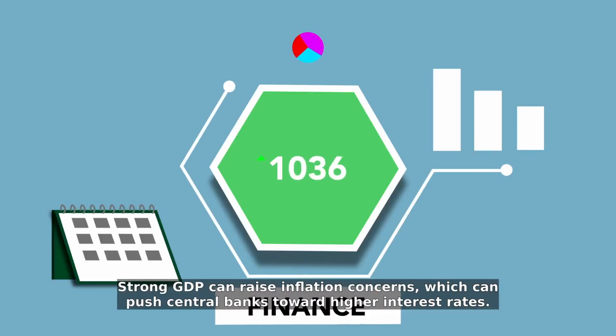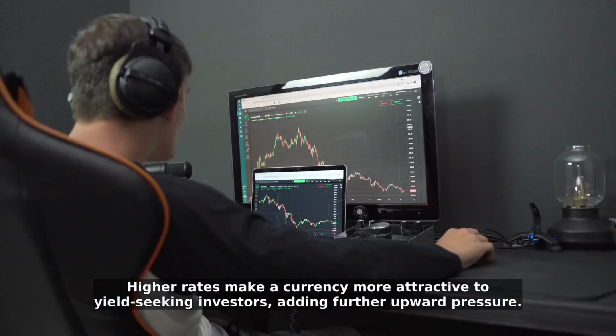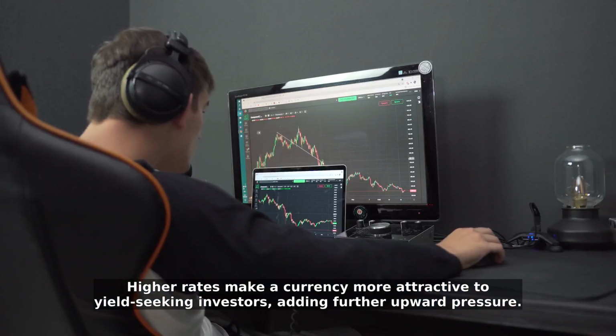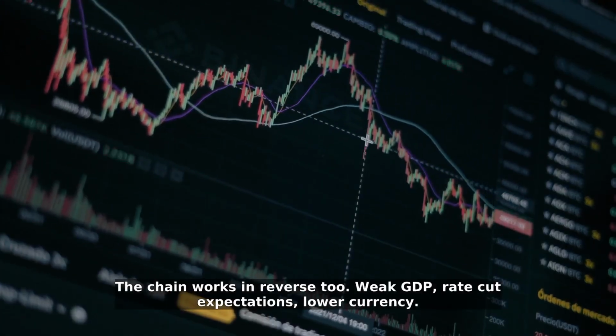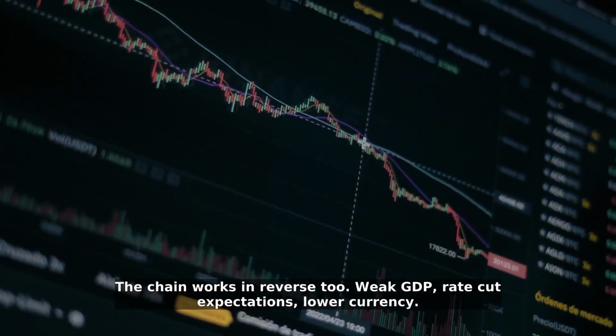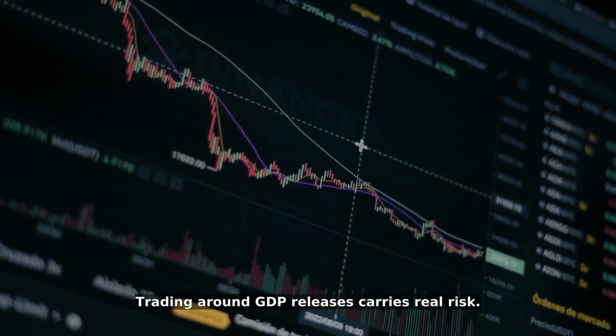Now, why does GDP move currencies so directly? Strong growth attracts foreign investment. Investors buying assets in a country first need to buy that country's currency, which drives demand and pushes the exchange rate higher. There is also an indirect channel through central banks.